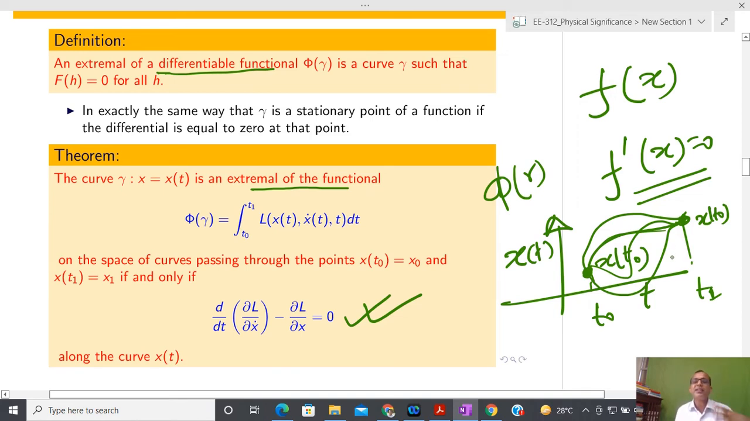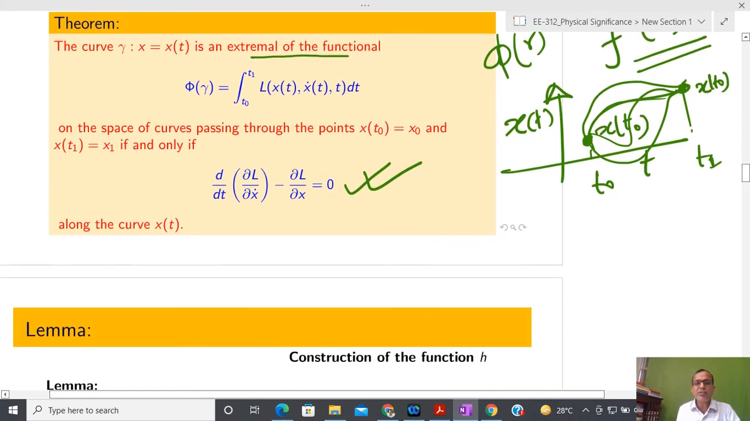Extremal means you can think of it as maximum or minimum. If that exists, then it will satisfy this kind of equation. Does anyone have any confusion? Okay, now let us try to prove this theorem.